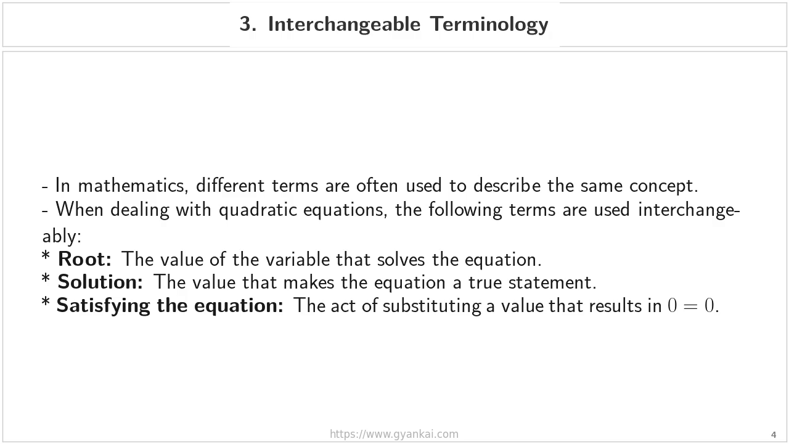First, we have the term root, which refers to the specific value of the variable that solves the equation. Next, we have solution, which is simply the value that makes the equation a true statement. Finally, you might hear the phrase, satisfying the equation. This refers to the actual process, or the act of substituting a value into the equation, and seeing that it results in 0 equals 0.